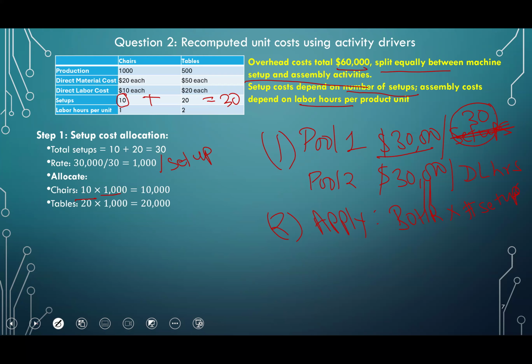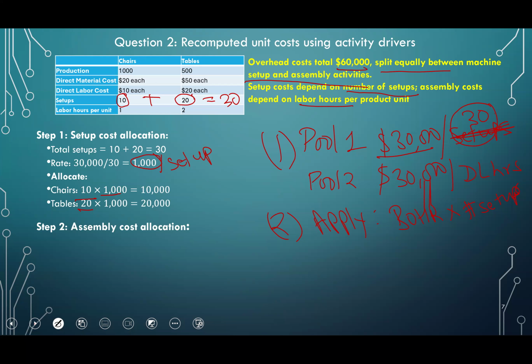Okay. I move forward. I do the same thing for the tables. Remember, I have 20 setups consumed by the tables. 20 setups multiplied by the rate per setup gives me $20,000, okay, that I have allocated to the tables. Okay. I do exactly the same thing for assembly.